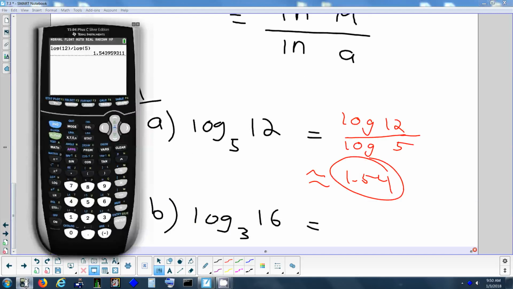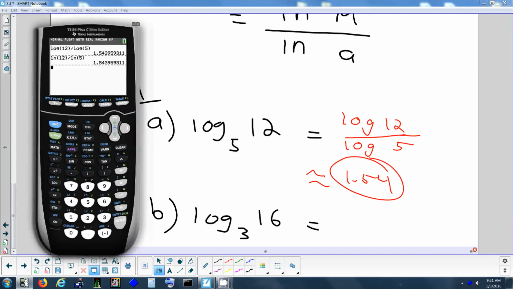Just to show you, if you did it with ln, let's say you didn't want to use log, it's fine. You get the same thing. Don't mix them though. Use all ln's or use all logs, but just remember one of them. Don't try to remember both. And let's do the last one.